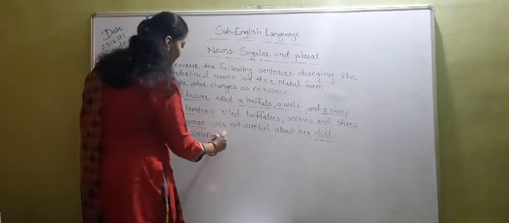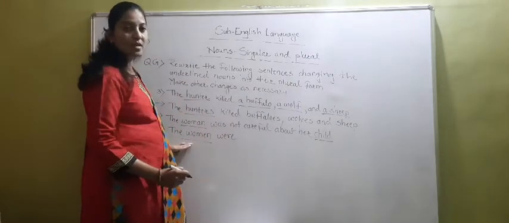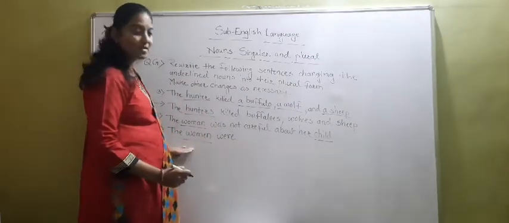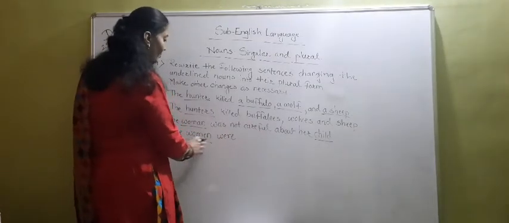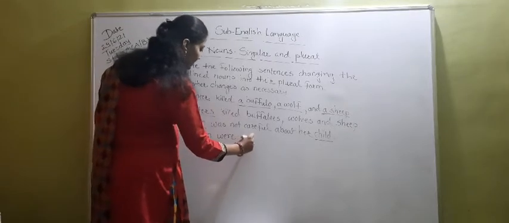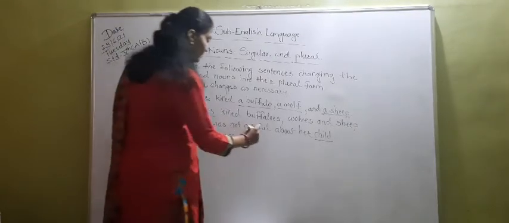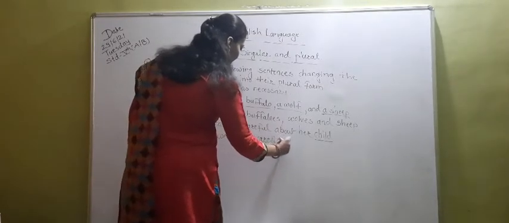We have made plural of this. So we have to use here were, because this is the plural subject. And that's why we have used here were. The women were not careful about.